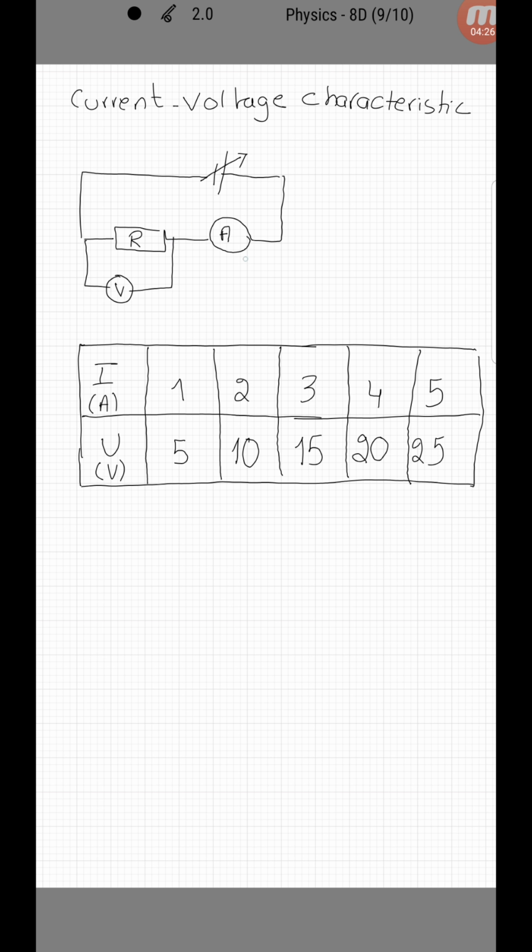As a reminder, as we can see in the circuit, the ammeter is connected in series with the resistor and the voltmeter is connected in parallel. Now, this battery here, I have a battery with an arrow, meaning it is a battery whose voltage I can change, meaning the voltage is not constant, so I can change the voltage of the battery.